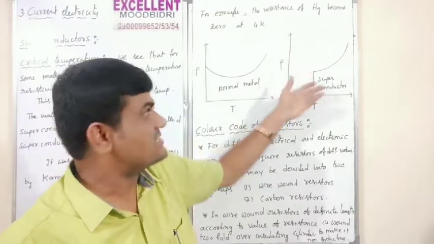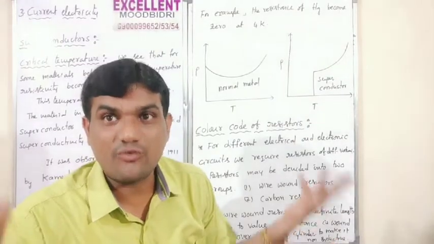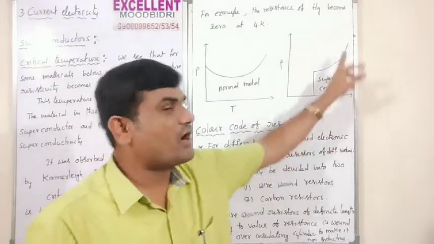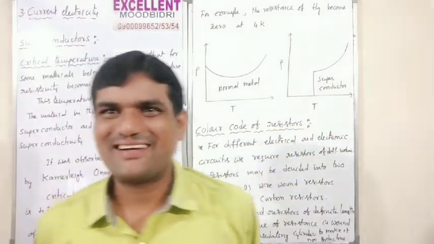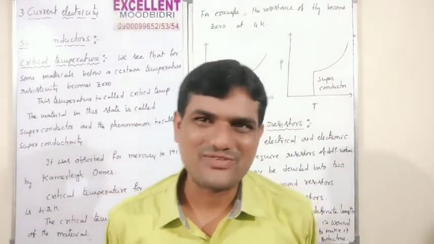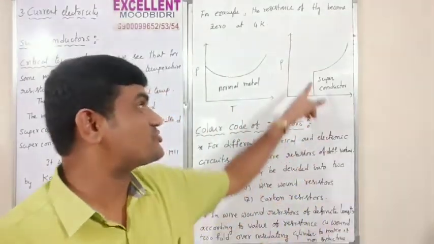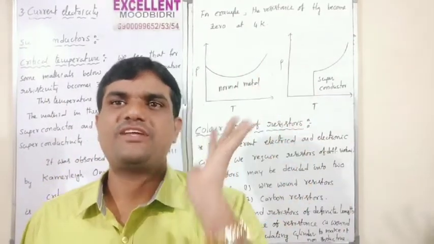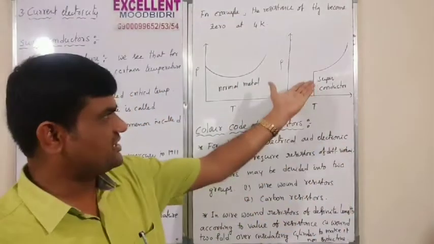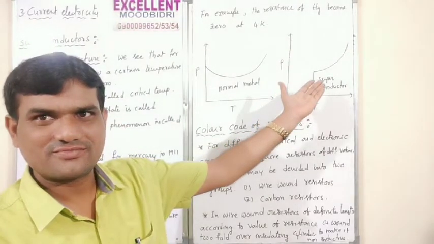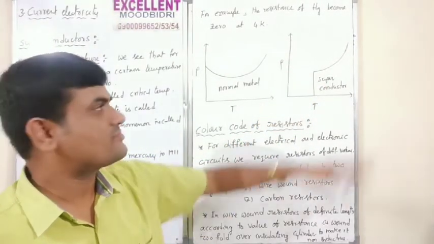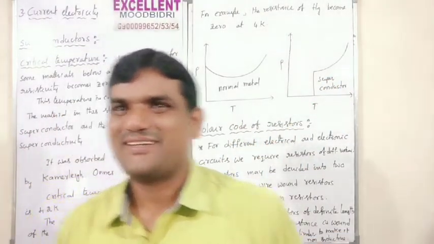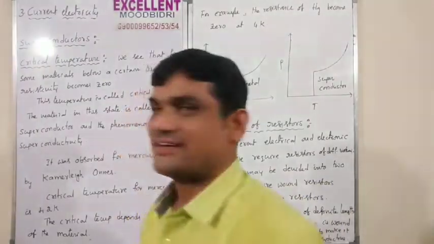At this point, the temperature is equal to what? Such types of conductors are called what? This type of phenomenon is called what? There are three questions. What is the first one? The temperature at this point, that means the resistivity becomes zero. Such materials, conductors, are what? This phenomenon is what? This is today's concept, right? That is nothing but superconductors, right?